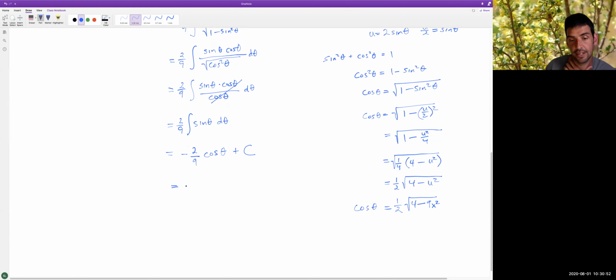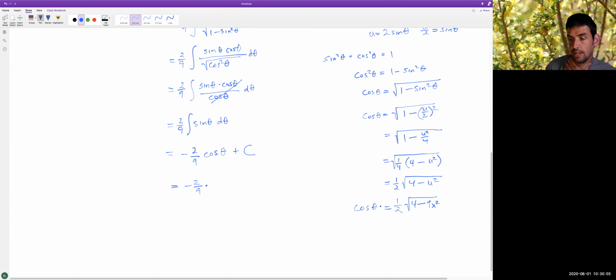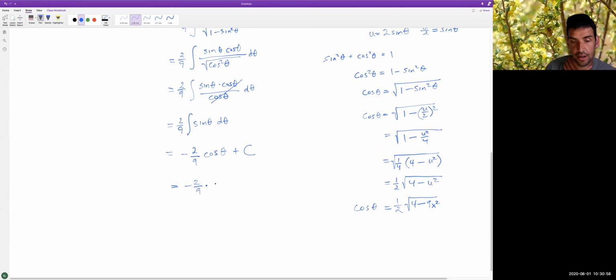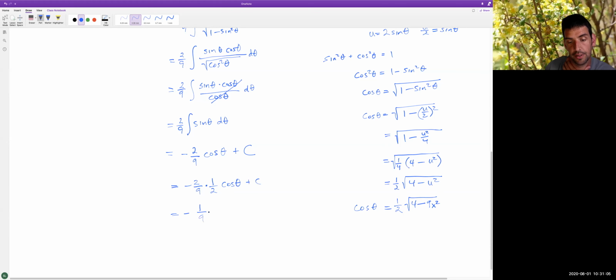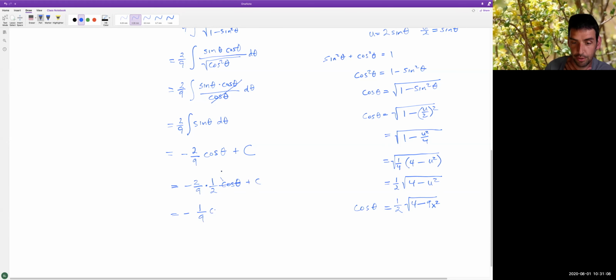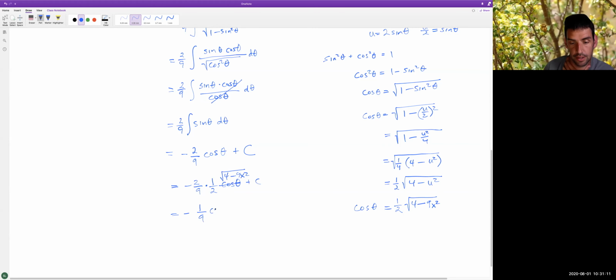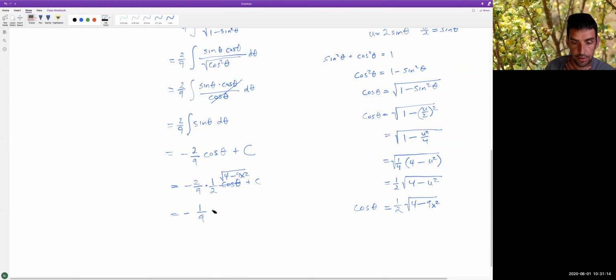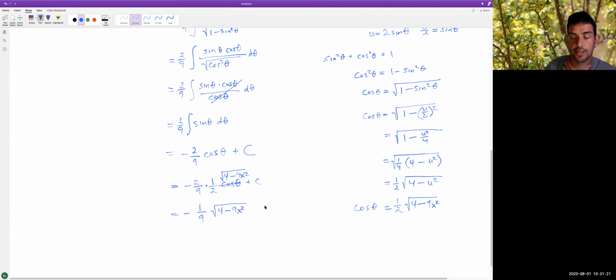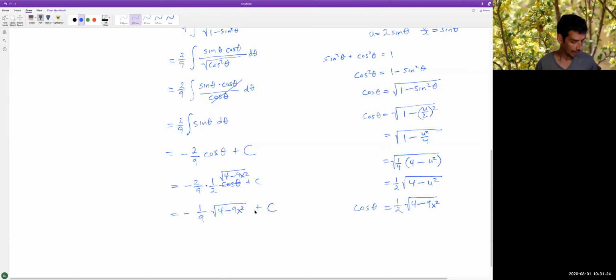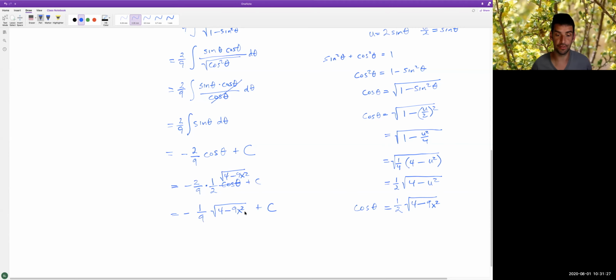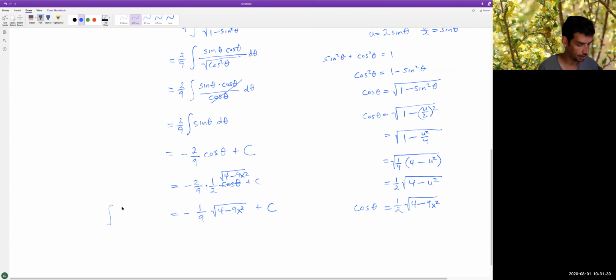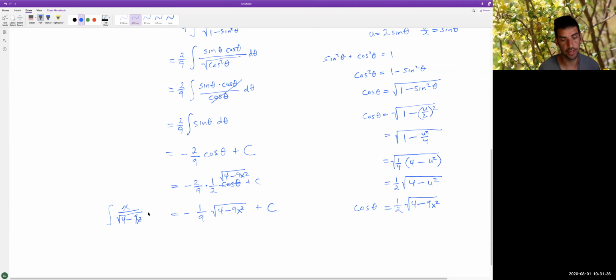So now my antiderivative, I'm just substituting in the expression I worked out here for cosine of theta, which I can write as negative 1/9. Oops, I forgot to put in the square root, the whole thing we just did. Equals, there's my eraser, square root of 4 minus 9x squared plus c. And that is our antiderivative of, let's put it here, make it look complete, x over the square root of 4 minus 9x squared dx.